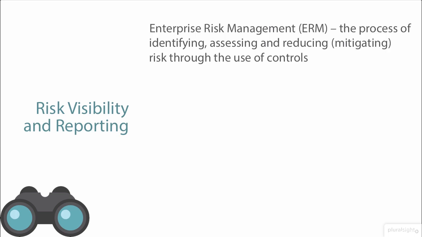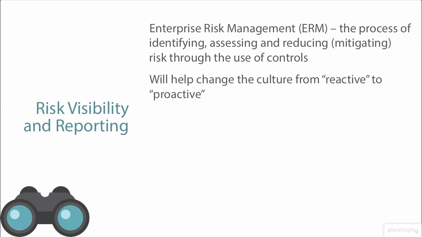First of all, you want to start to take a look at enterprise risk management, ERM, which is the process of identifying, assessing those risks, and then reducing those risks through a series of controls. Now, there are formalized processes for this, and throughout this course, we're going to take you through some of those standardized, formalized processes, but each organization may take control of its own processes and make some changes to how it wants it conducted. Now, through enterprise risk management, this will help change the culture from reactive to proactive.